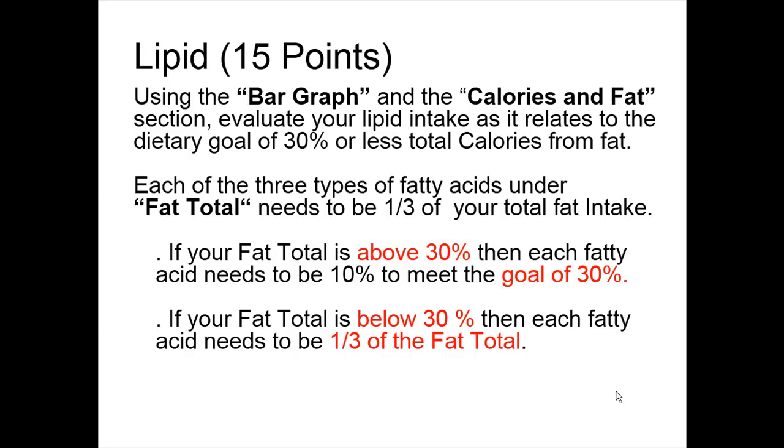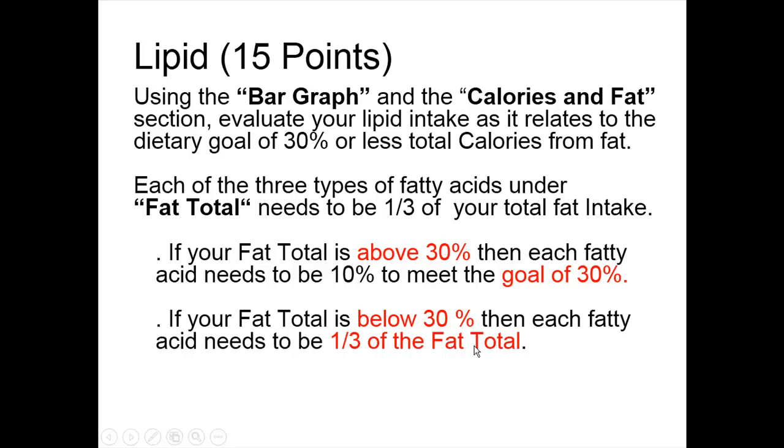That's going to be our goal for this paper. Okay, so if you're above 30%, then you're going to reduce your total intake down to 30%, with each of them being 10%. Now, personally, I wouldn't worry about the total. I would work on the individual fatty acids, because once you get them down to 10% each, then you will automatically be at 30%. So don't worry about adjusting your total fat. Just adjust each individual fatty acid, and then you will meet the goal that way.